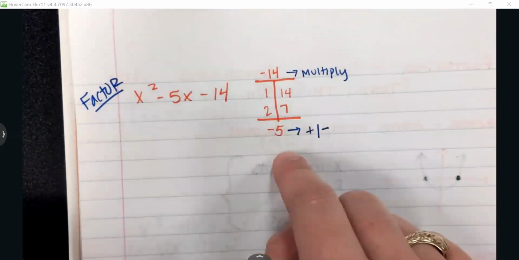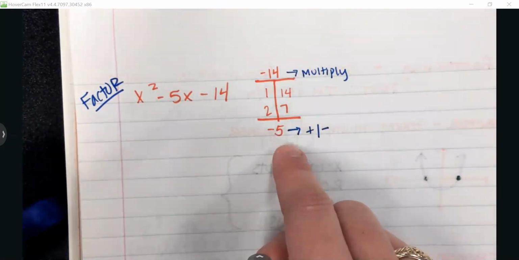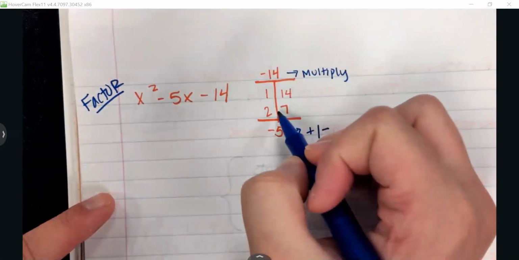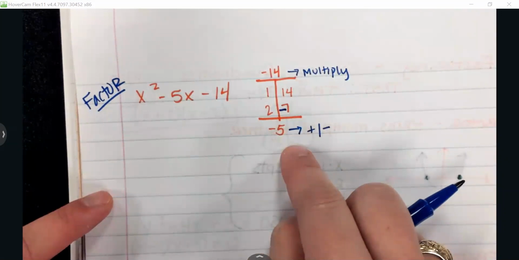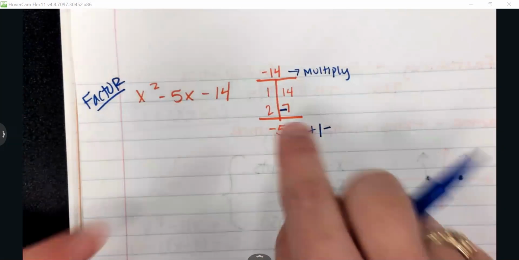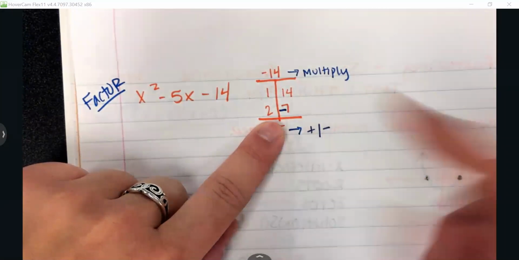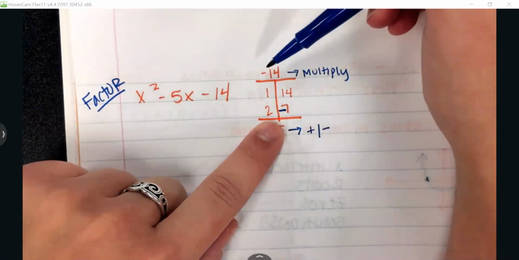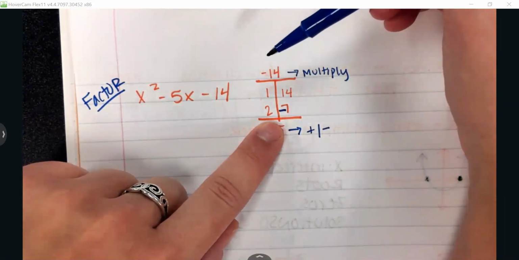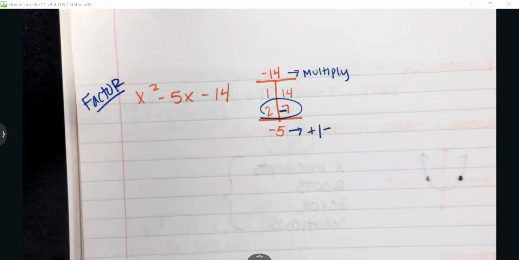So can 1 and 14 give me 5? No. Can 2 and 7 give me a negative 5? Yes. How? 2 minus 7 will give me a negative 5. Okay, so we're going to add negative signs in our charts. Now, quick check. Does positive 2 times negative 7 give me a negative 14? Yes, then I'm good to go. If you said no, that means you picked the wrong numbers. Okay, so these are the numbers that I'm going to use, a positive 2 and a negative 7.